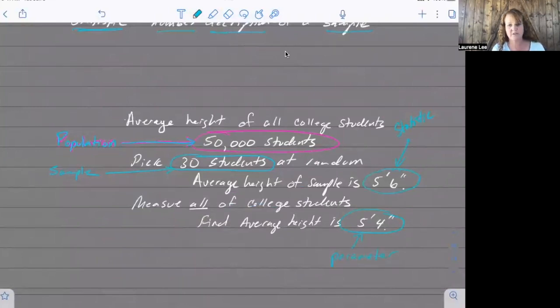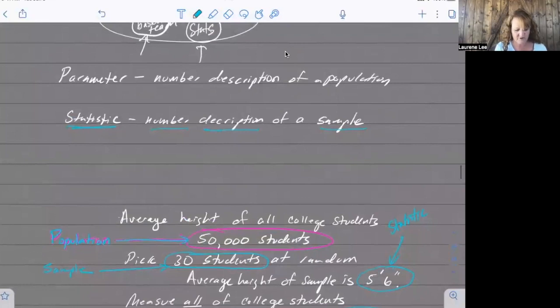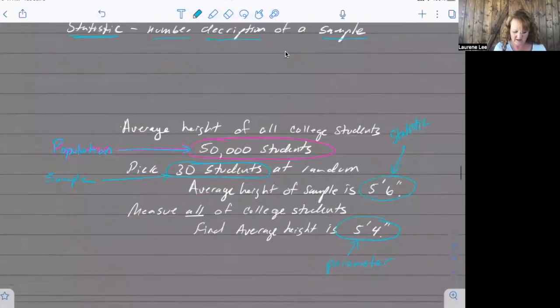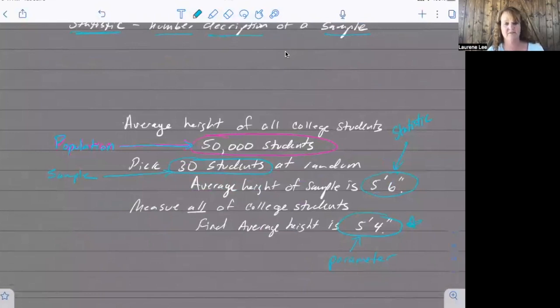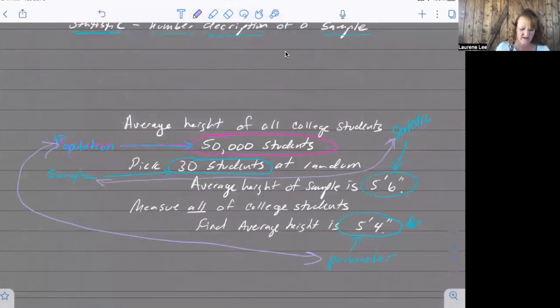Okay, and let's just scroll up a little and review here. A parameter is a number descriptor of a population. So because this 5'4" describes the average height of the entire college, which is my population, it's called a parameter. So basically the idea is these guys go together. This parameter measures the population, and the statistic measures the sample. So what you'll have in your homework is some problems where it'll lay out this scenario, and then you are going to assign your vocab words to each part of that scenario.